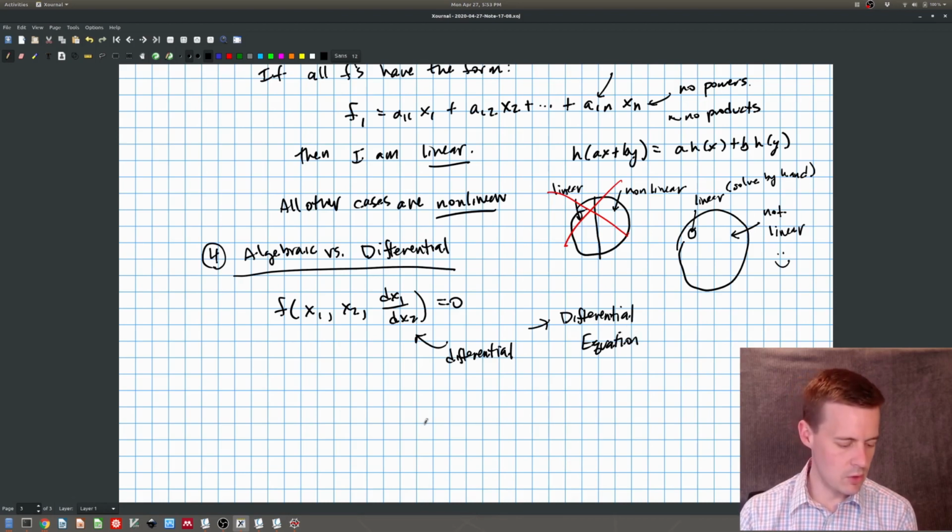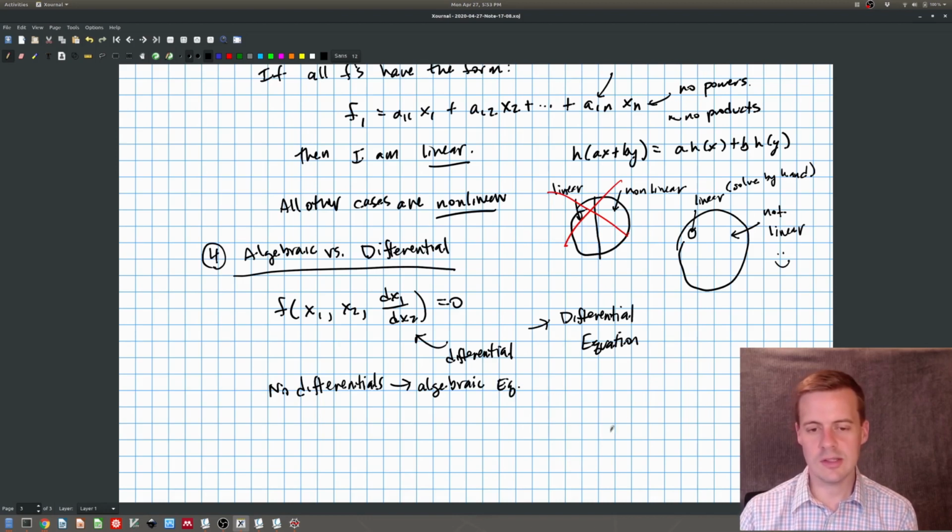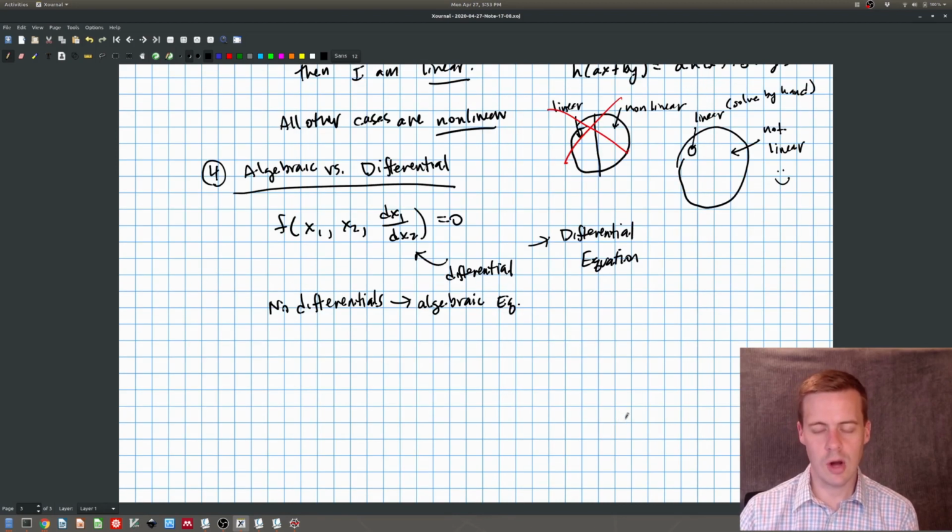Okay, if there are no differentials, no differentials, in our class at least, that's going to be an algebraic equation. Of course, in the class of equations, there are other kinds. For example, there are integral equations. So I'll put that there are others.